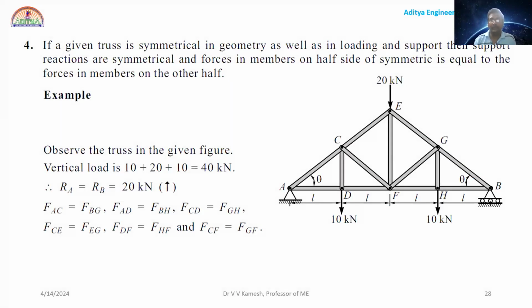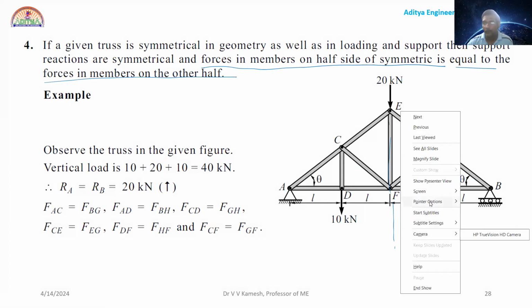Like this. And earlier I told very clearly, if a given truss is symmetrical in the geometry as well as in the loading and supports, then support reactions are symmetrical and forces in the members on one half side of the symmetry are equal to forces in members on the other half. Now you look at the diagram about your vertical. Change the color, mix color, red.